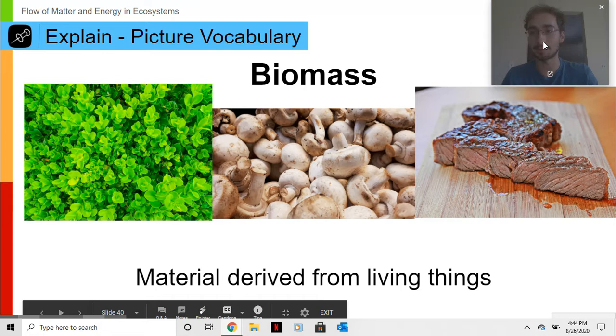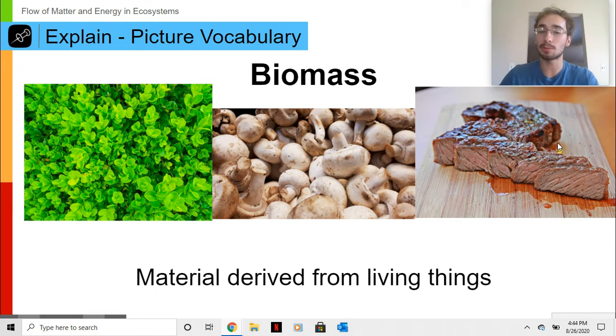Next, biomass. Biomass is material derived from living things. So bio means life, mass is like a weight. So it's pretty much like all of the stuff they get from a living thing. So like we've got plants, mushrooms, steak, just everything you take from a living thing. So pause the video now, write the definition, and then get a picture.